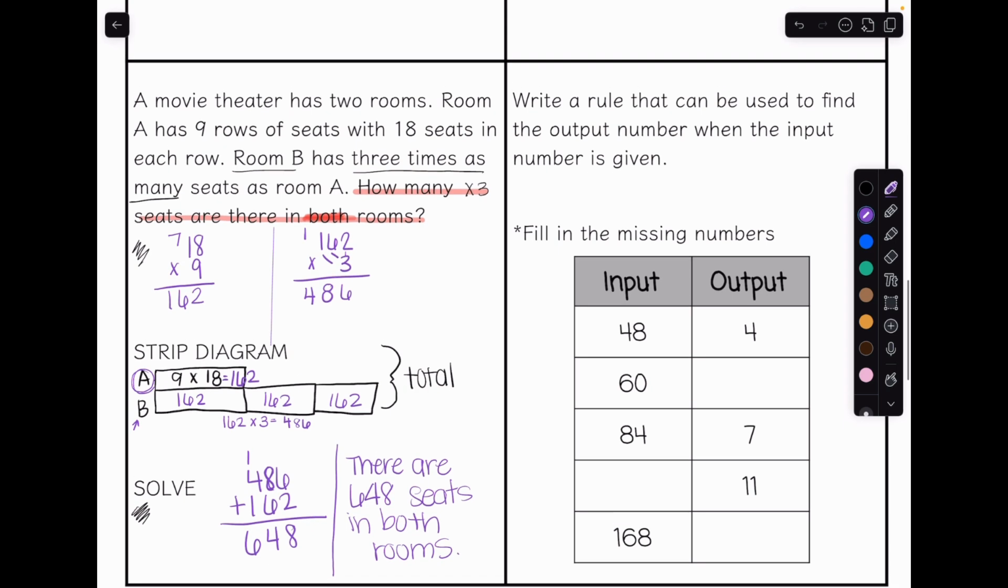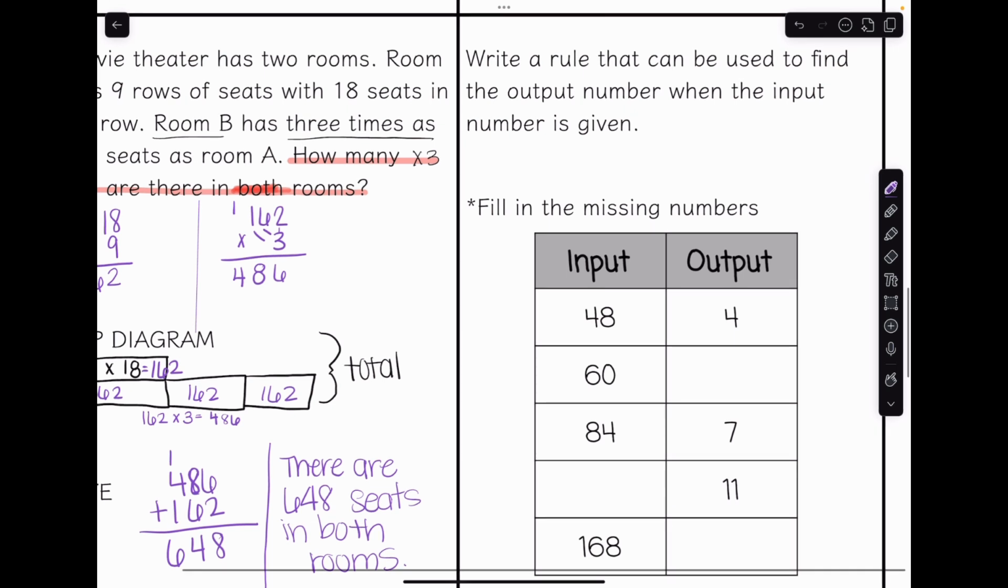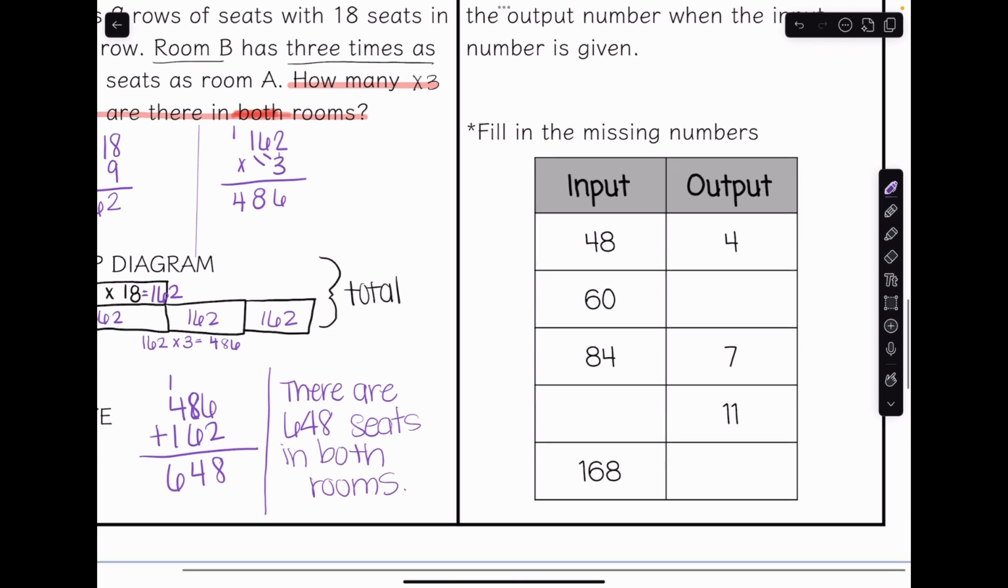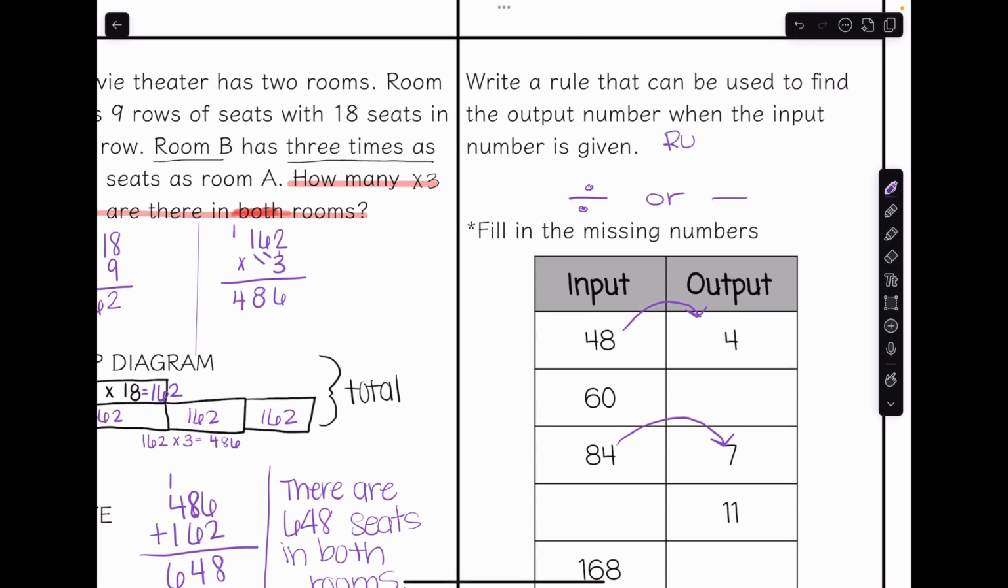Alright, and then last but not least, write a rule that can be used to find the output number when the input number is given. So again, we're just finding those relationships. What we want the kiddos to see is our numbers are getting smaller when we're moving from input to output. So when our numbers are getting smaller, the only 2 operations that we can do are division or subtraction. And our rule must stay the same.